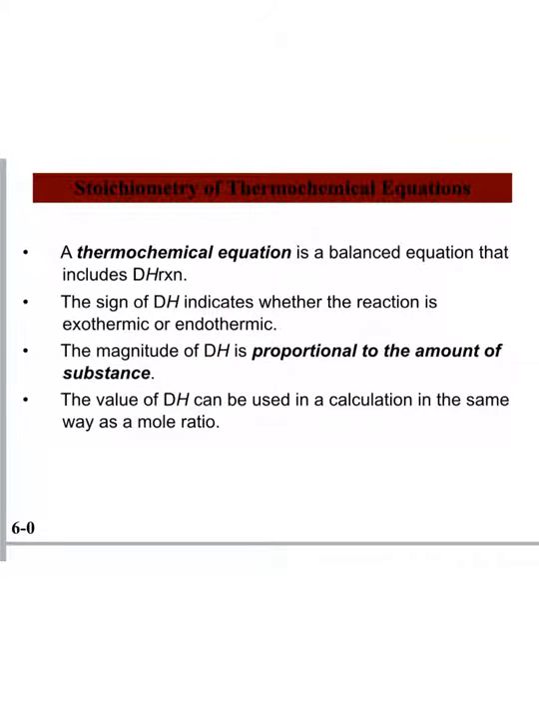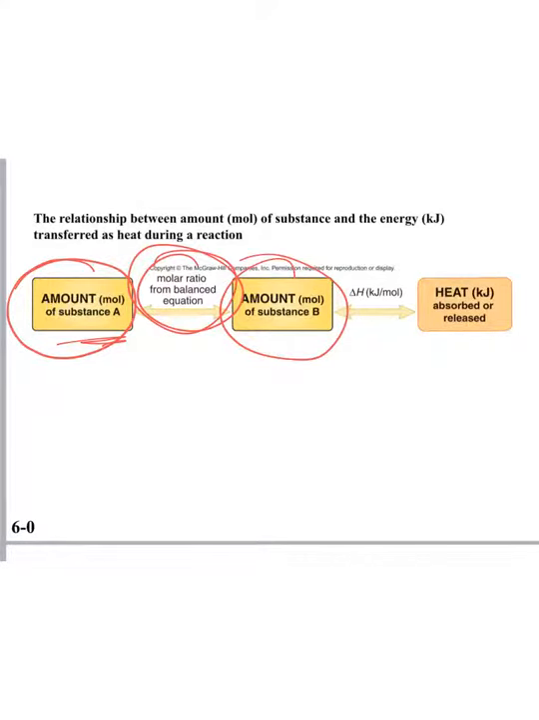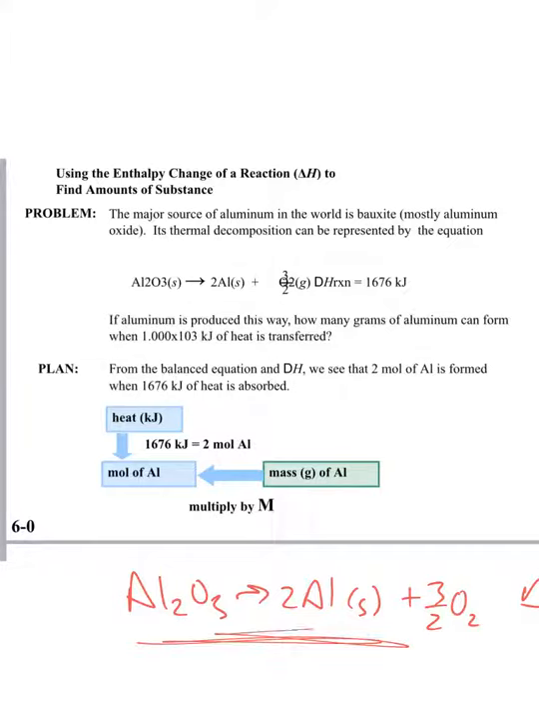A thermochemical equation is a balanced equation that includes a delta H of reaction. The sign of delta H indicates whether it's exo or endothermic. The magnitude of delta H is proportional to the amount of substance. So what that means is, in the same way that you could connect the amount of substance A to the amount of substance B using a balanced reaction, you could connect a delta H to an amount of substance by using the delta H. So what we're saying here is, if you have this reaction, and I say that the delta H of this reaction is equal to positive 1676 kilojoules, I could use this as a conversion factor for any amount of these things.